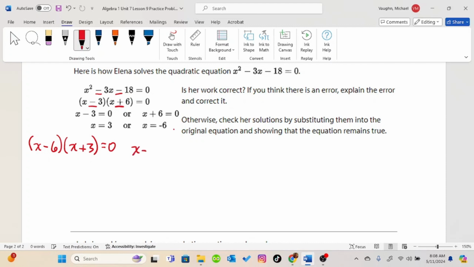Now either x minus 6 equals 0, we add 6 to both sides, and we find out that x equals 6, or x plus 3 equals 0. We subtract 3 from both sides, and we find out that x equals negative 3.